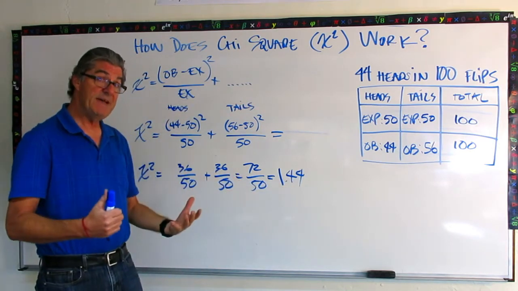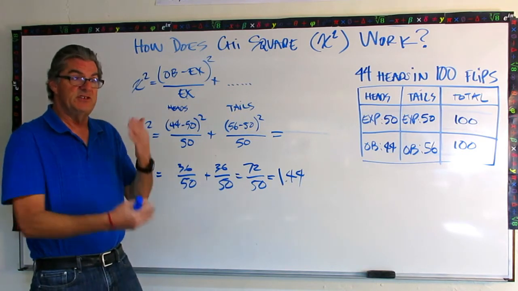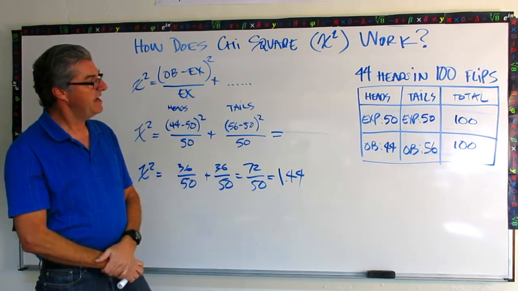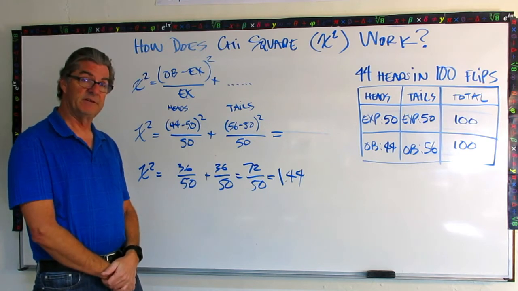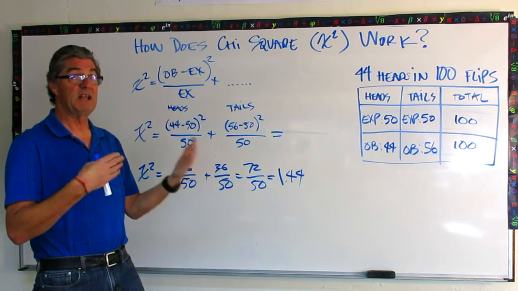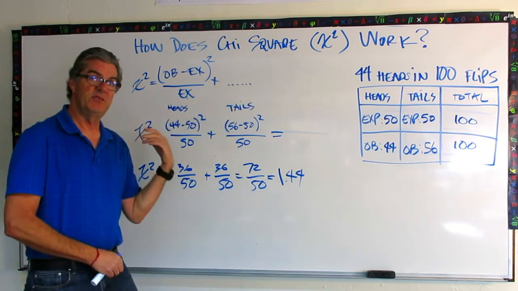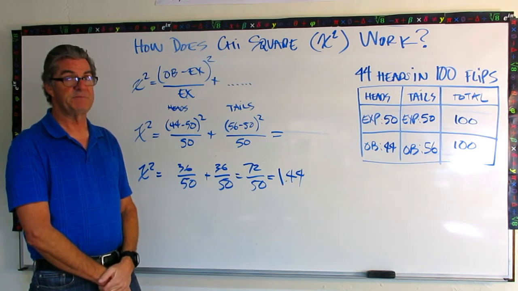Now, what you're going to be able to do now is use this chi-square calculation to compare different situations. Like, let's say, what if I got 460 heads out of 1,000? Is that more weird or less weird than 44 heads out of 100? You could do that calculation and find out what the chi-square value for that was.